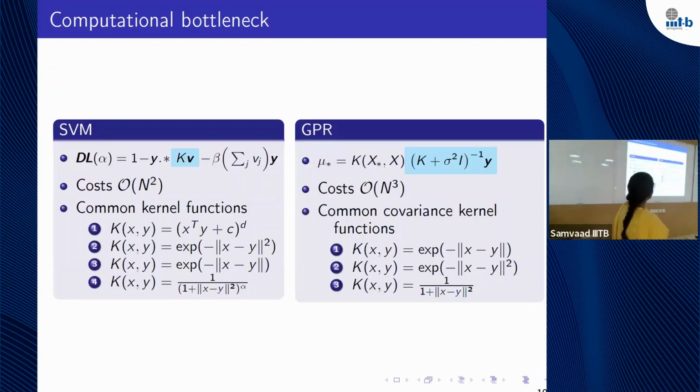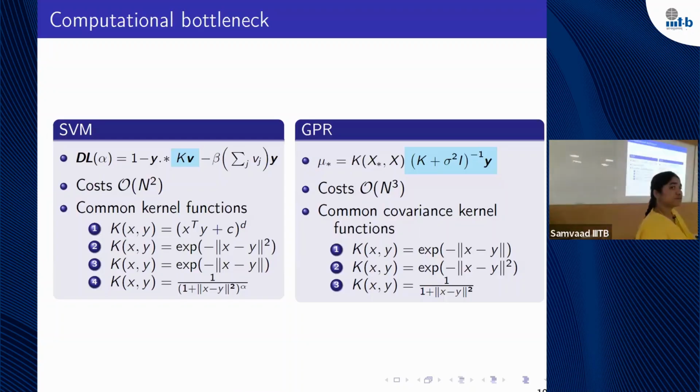And common kernel functions used in SVM are these, and in Gaussian process regression we have these. So this is called the RBF kernel. This is the Laplace kernel. This is the rational quadratic kernel. This is a polynomial kernel.